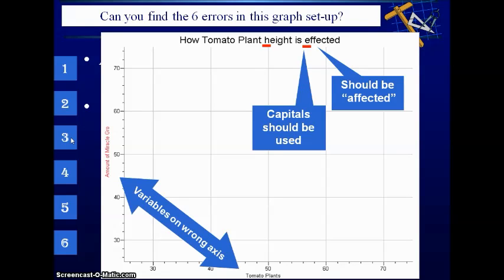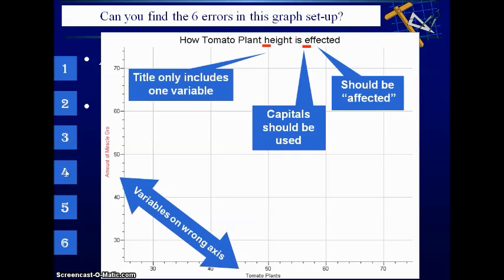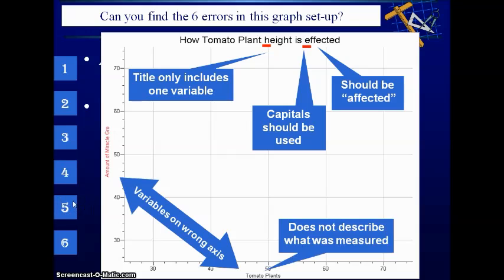Here they are using it as a verb, so we should have used the A version of that. Fourth thing, the title's not a very good title. They've only got one variable. Okay, how the height of tomato plant is affected. Well, what's it affected by? They didn't mention anything about Miracle-Gro in our title here. And that, of course, is an important variable. That should have been in the title.